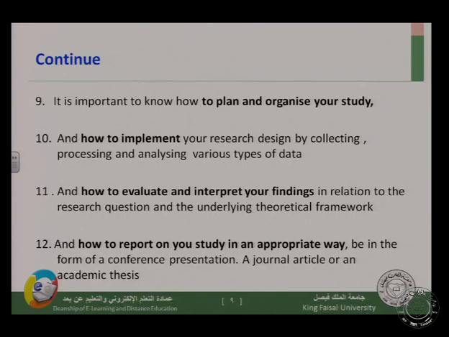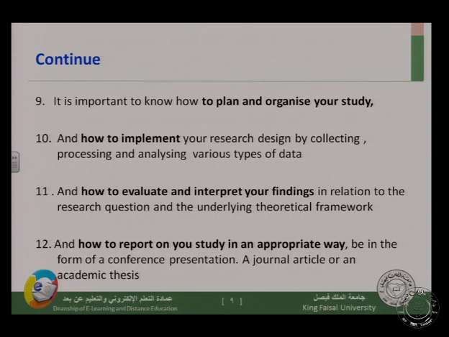In relation to what? In relation to the research questions. You say, okay, my findings seem to answer question number 1. My findings seem to answer question number 2, and my findings seem to answer question number 3. Okay, so this is how you go about implementing your research design.